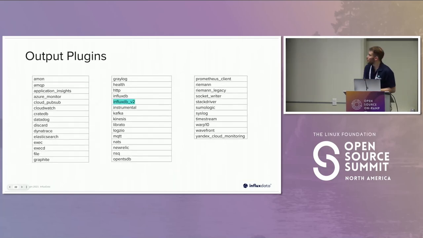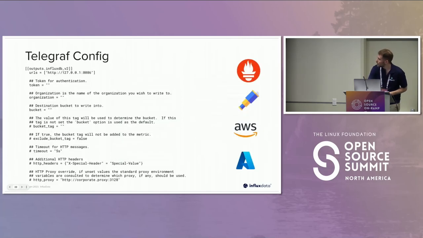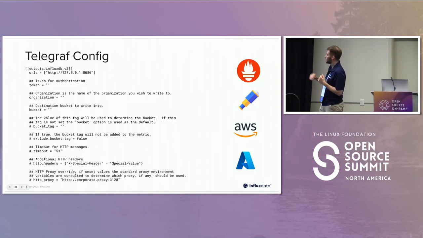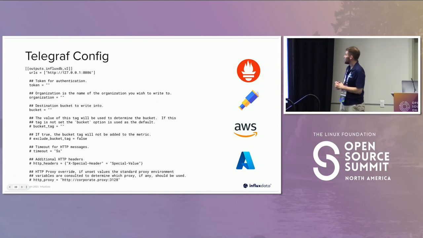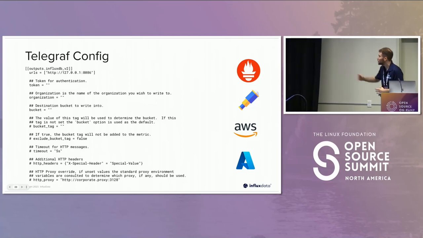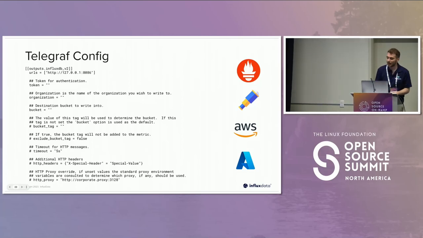As you can see, we also have output plugins. We're going to be using the InfluxDB V2 plugin there. And here you can see an example of writing the data to InfluxDB. Here's the configuration. But like we said, you can also write to Prometheus, OpenTelemetry, and AWS and Azure-based output plugins as well.